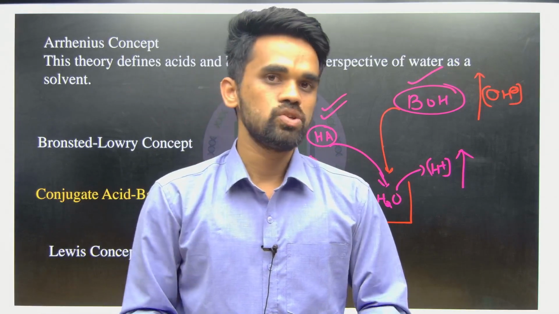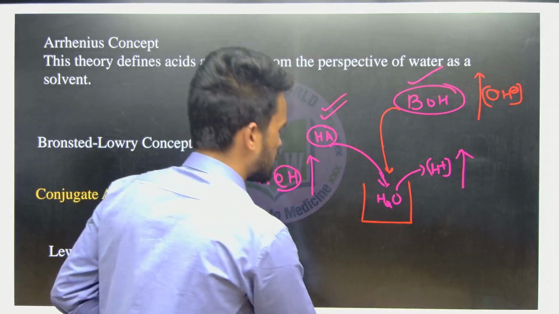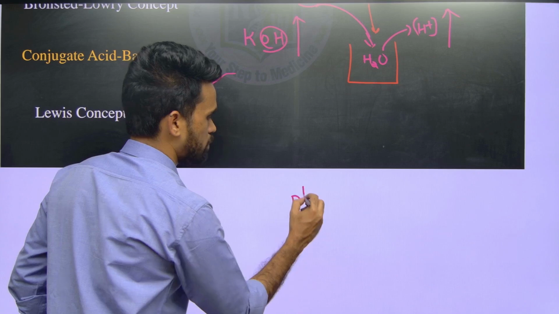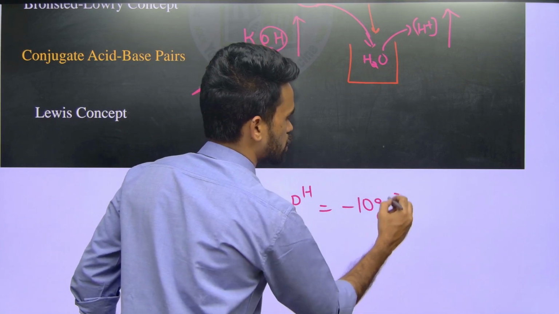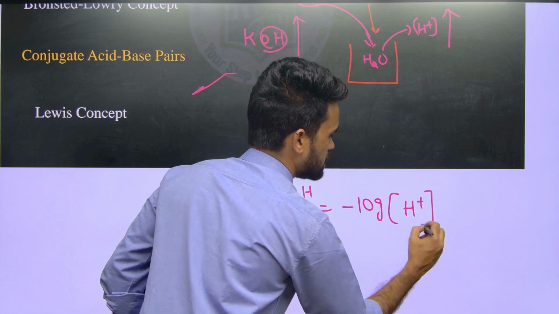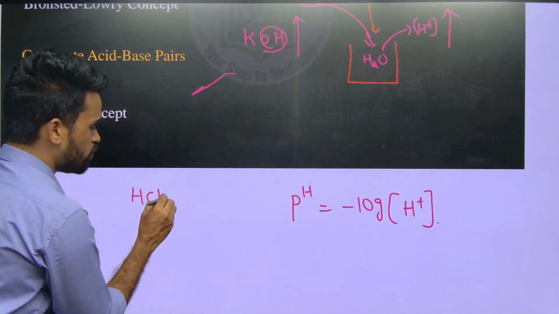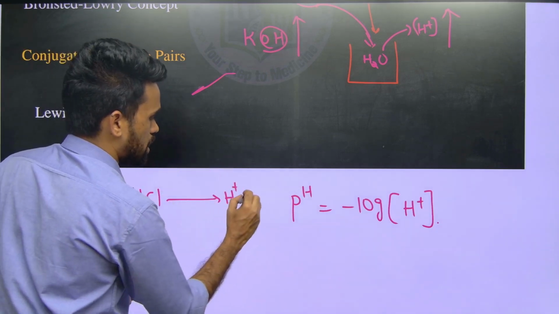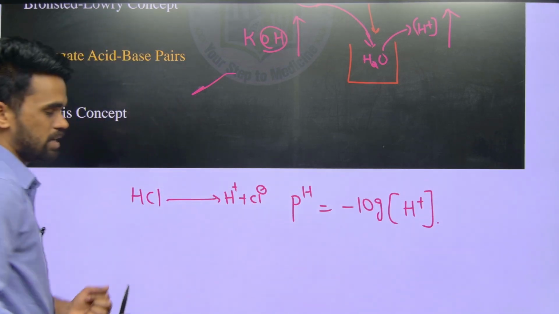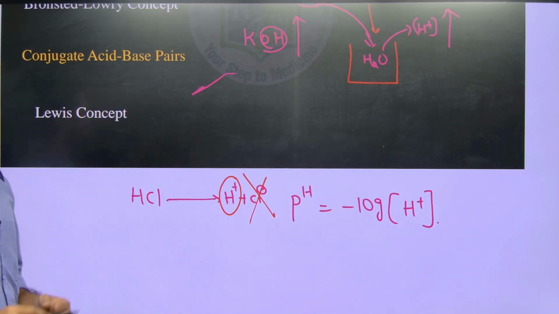So now let us enter into the discussion of pH. When it comes to pH, how can we calculate? pH can be calculated using the formula: minus log concentration of H plus ion. So what does it mean? Let us take HCl acid. When you place this HCl in the water, it increases H plus ions and also releases chloride ions. Do not bother about the chloride ion, you just look at the H plus ion concentration only.